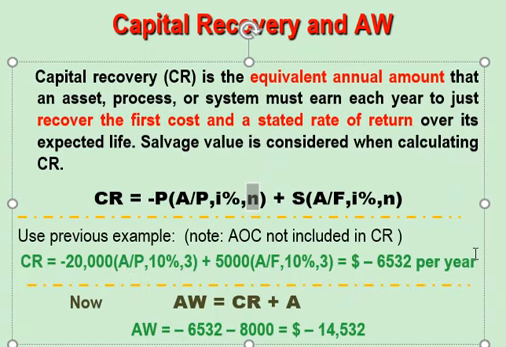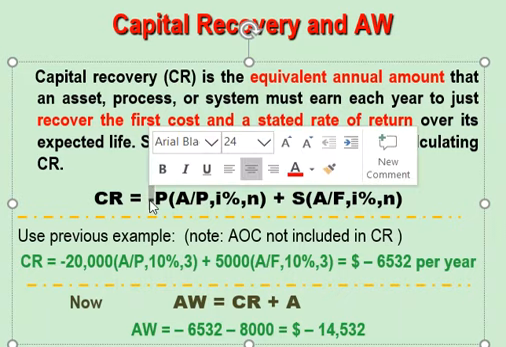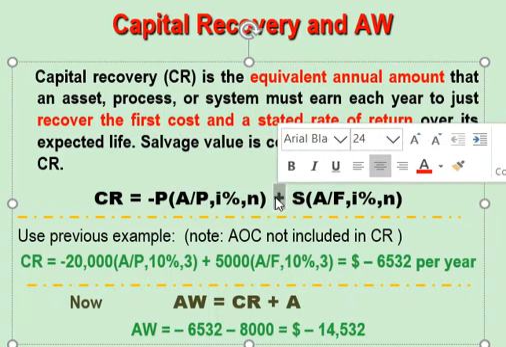So what do I call this? I call it capital recovery. Why is this negative? Because this is money I paid and I need to recover, okay? I paid the $20,000, so it's negative. Why is this one positive? Because this is money I'm going to make in the future after I sell my machine, the salvage value.